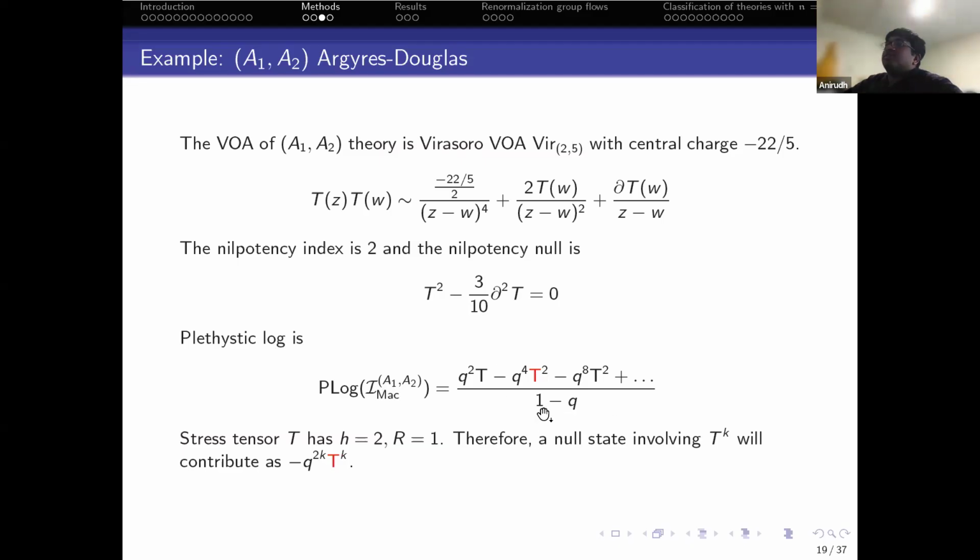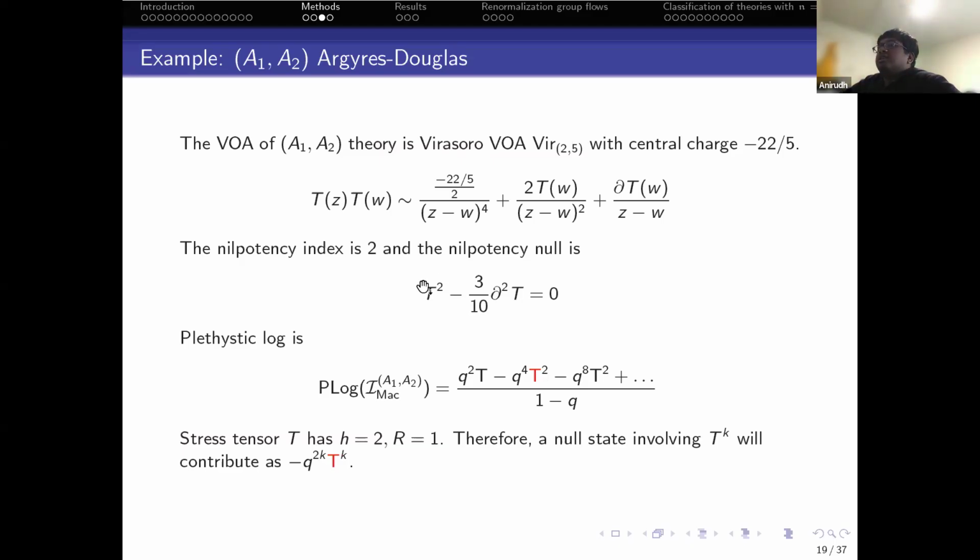Over here, I've taken out this 1 minus q because this 1 minus q has the interpretation of adding derivatives to your VOA operators. So I've removed all the derivatives by dividing by 1 minus q. So what is left over should be roughly generators minus relations. So the first term, as you can see, is q squared t. This is our stress tensor. So it has weight h, the power of q is 2, and the power of t is 1, which means that the R charge is equal to 1. This is correct. So this is the stress tensor.